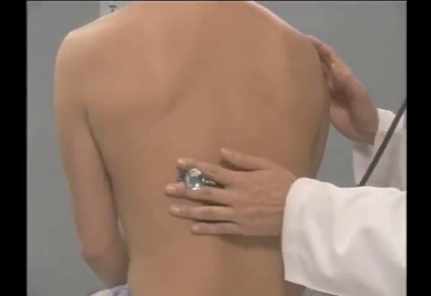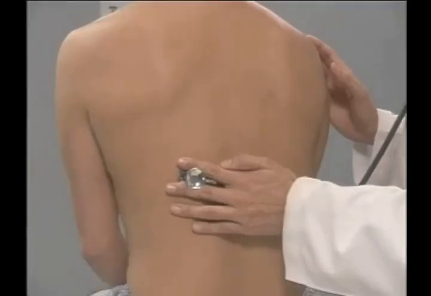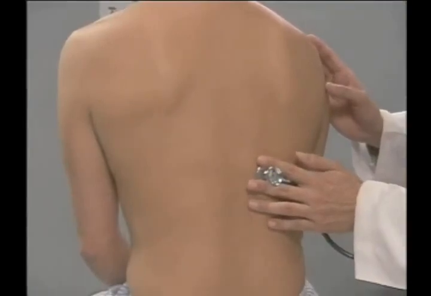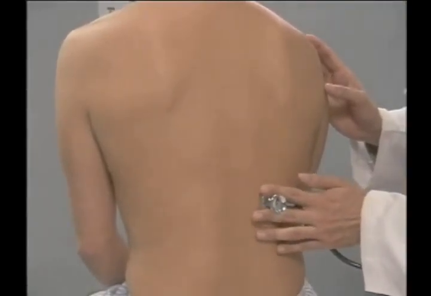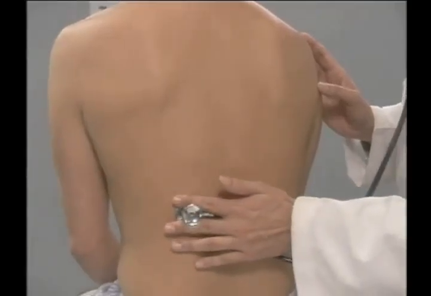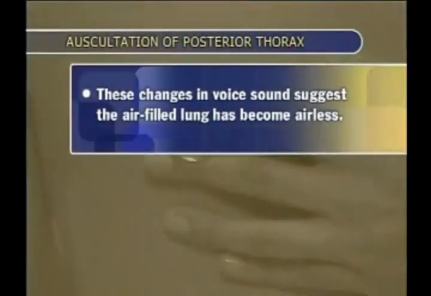of lung tissue. Finally, ask the patient to whisper 1, 2, 3. When these sounds are louder and clearer than normal, as in this example, whispered pectoriloquy is present. All these changes in voice sound suggest that the air-filled lung has become airless.